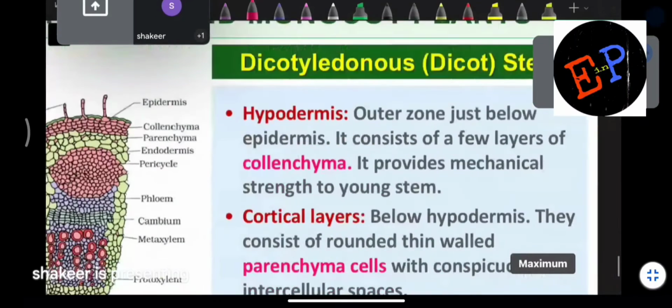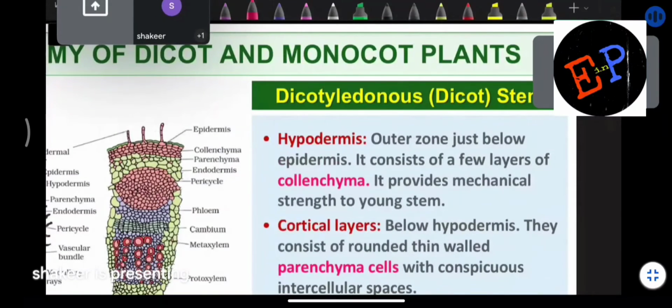So see here. Hypodermis. What is meant by hypodermis? This hypodermis, cortical layer, endodermis, all of them belong to what? They belong to the cortex only. Clear? So that you should be clear. The outer zone just below the epidermis is called the hypodermis. The layer just below the epidermis is called the hypodermis. It is a part of the cortex. It consists of a few layers of collenchyma. Very few layers of collenchyma are present.